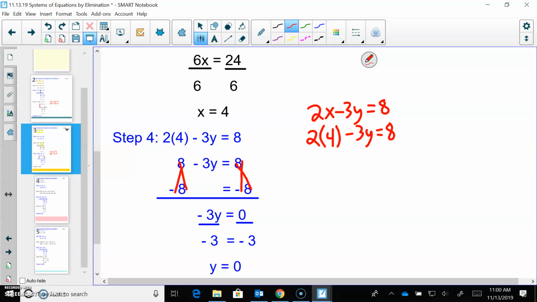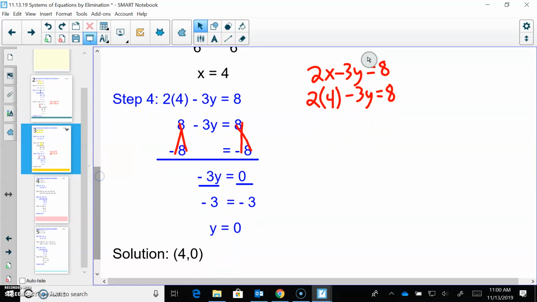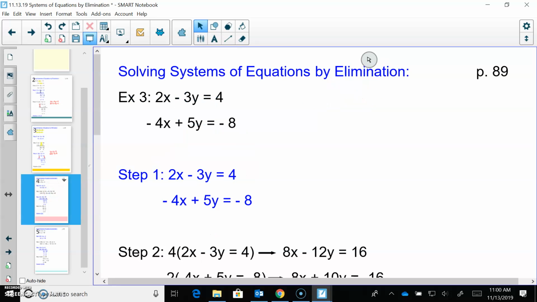Right now, negative 3 is being multiplied by y, so the opposite of that would be division. That's why I'm dividing by negative 3. So when I divide 0 by negative 3, I end up getting 0. And so now I have to write it as an ordered pair. Remember, x comes first. So my solution is (4, 0). So that's example 2.